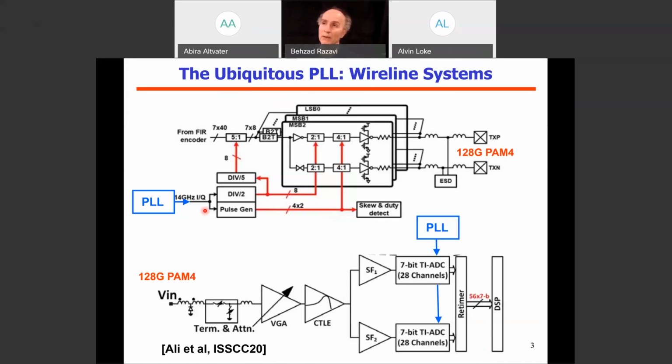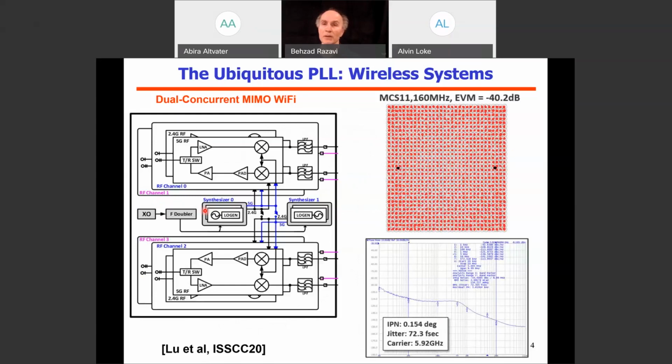In the wireless domain, we have similar challenges. Here's an example of a dual concurrent MIMO Wi-Fi system. And that means that there are, for example, two receivers operating at the same time. And that means there are two PLLs that are operating at the same time and must have a low jitter as well. So their power consumption becomes critical. In this example, we have 1024 QAM, and that requires a jitter of no more than about 70 femtoseconds RMS in the transmitter and in the receiver.